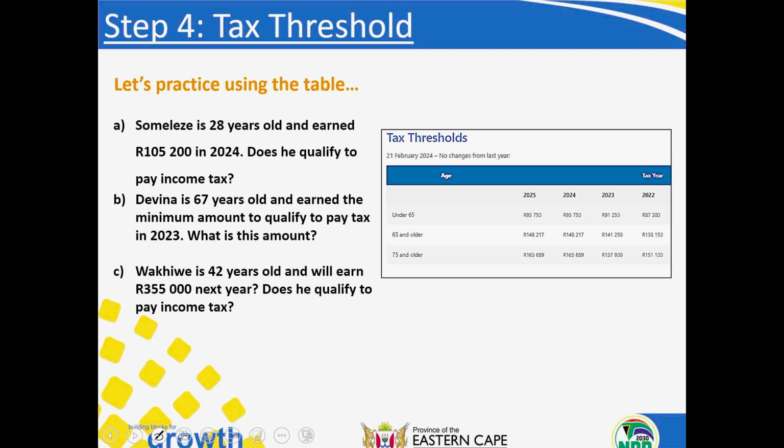So, question A. Somelezi is a 28-year-old and earns 105,200 Rand in 2024. Does he qualify to pay income tax? So, alarm bells should be going off. If you received a question like this in your exams, the word qualify indicates that we are speaking about tax threshold. You've also been given 3 key factors. We've been given his age, how much he earns, as well as the year.